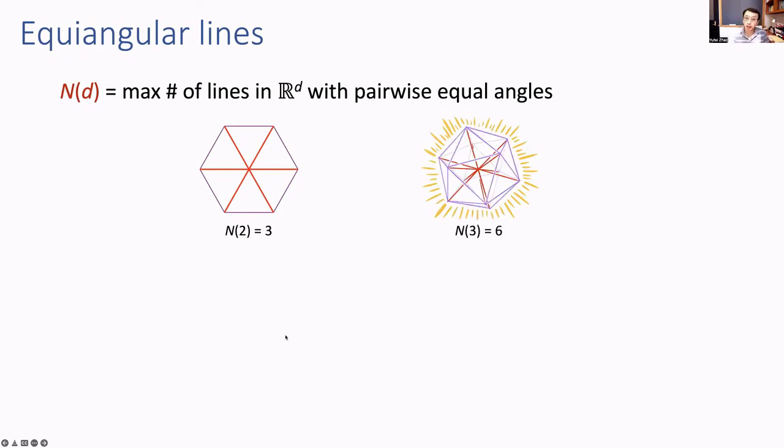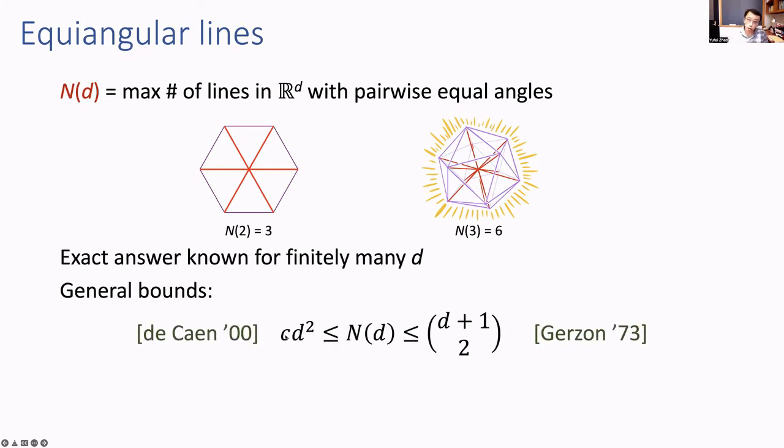We do know the answer. The answer is 6, coming from the 6 main diagonals of a regular icosahedron. This problem has been solved exactly for small dimensions. In high dimensions, we do have some general bounds. A really nice linear algebraic proof by Gerzon in the 70s shows this upper bound of d plus 1 choose 2. It was somewhat surprising when Taylor came up with a matching lower bound that grows quadratically in the dimension, so that in high dimensions, the upper and lower bounds are within a constant factor of each other. There have been some minor improvements on these bounds over the years, but roughly this is where our knowledge stands.